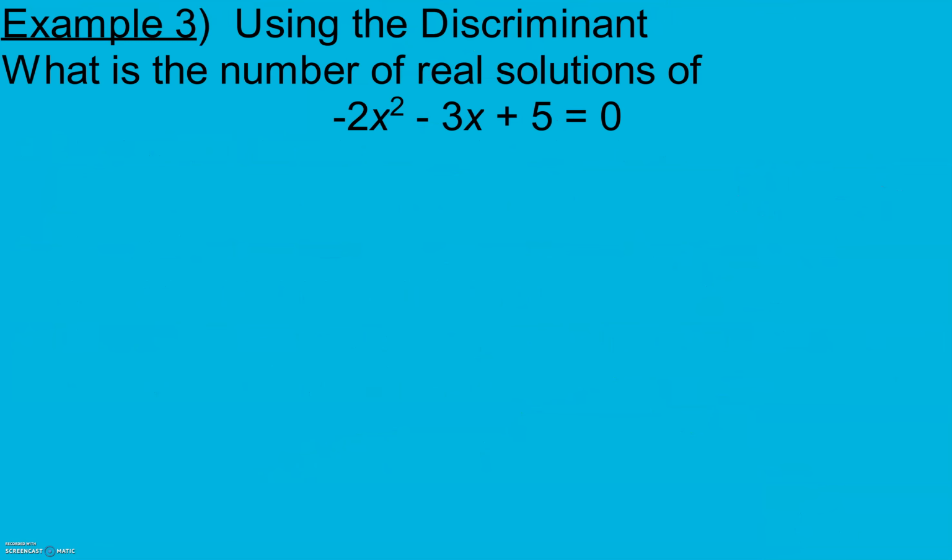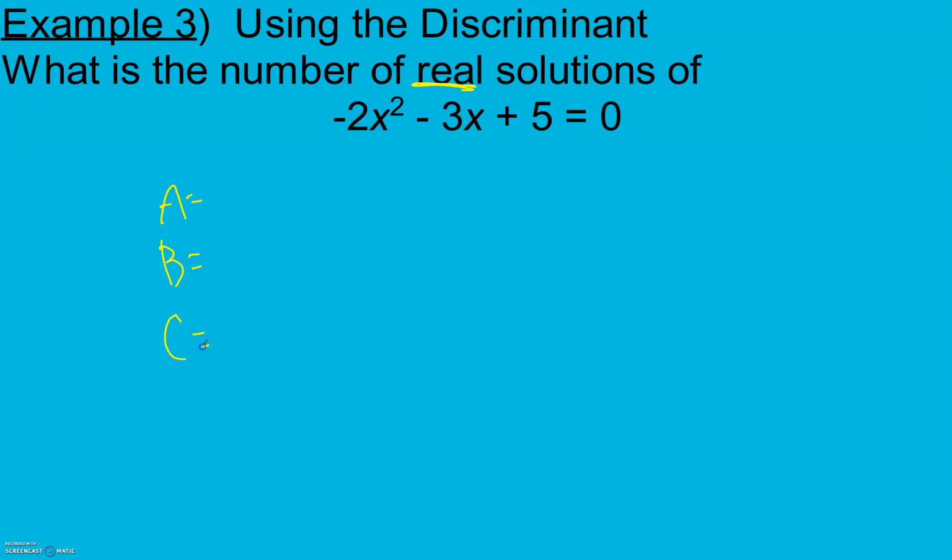So here in example 3, we're going to use our discriminant to figure out the number of real solutions of this equation. So we're not actually going to solve it, we're just going to figure out how many solutions we would have. And this is helpful to help us determine whether or not some situations are possible, and we'll get to that in the next example. But for now, we're just going to figure out how many real solutions we're going to have. So again, we're going to use our discriminant.